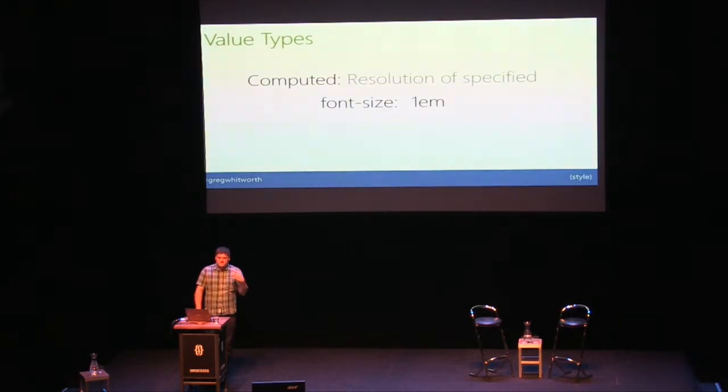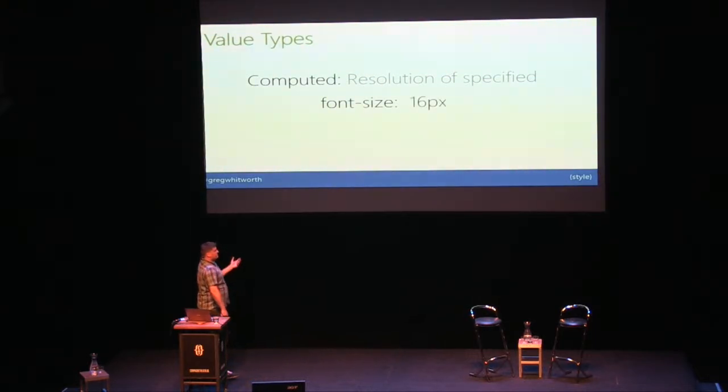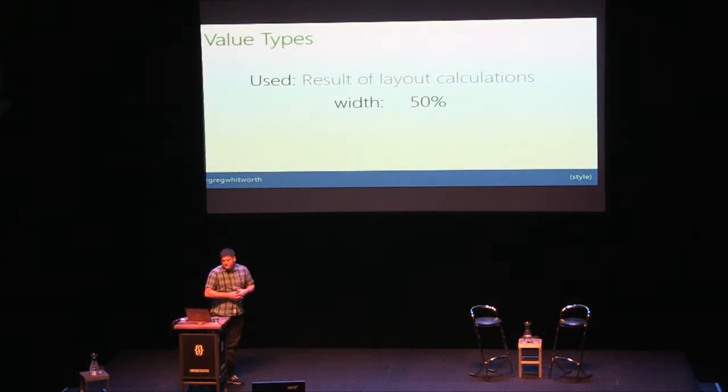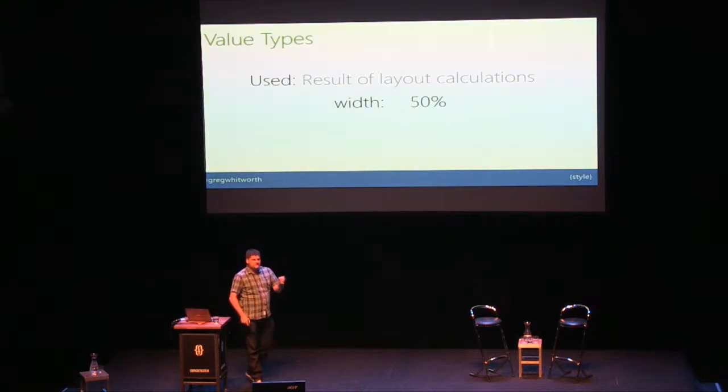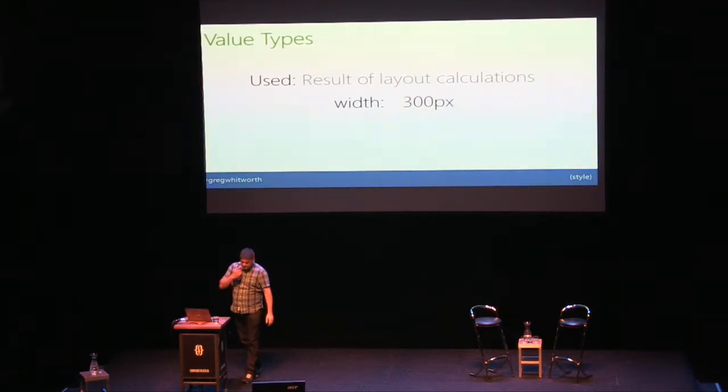Then there's computed, and this is the resolution of the specified. So in this case, this is the font size 1em. We assume that the rest of the style sheets don't change the font size, so this is converted to 16 pixels. Then there's used, which is the result of layout calculations. So with the 50%, depending on its containing block, if its containing block ends up being 600 pixels, we're able to resolve 50% to 300.